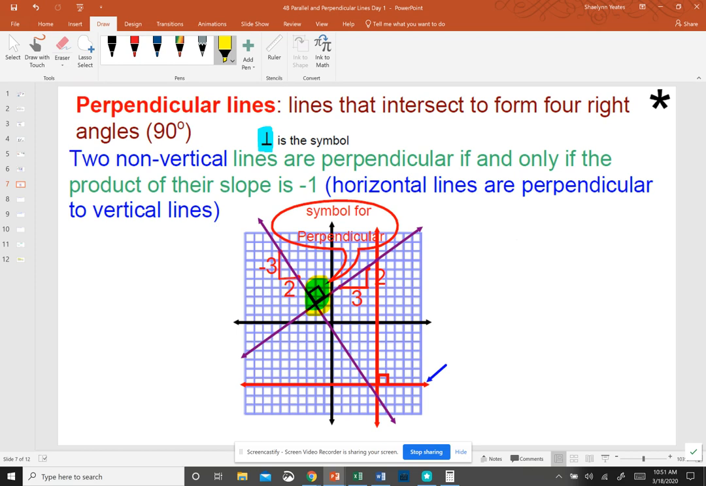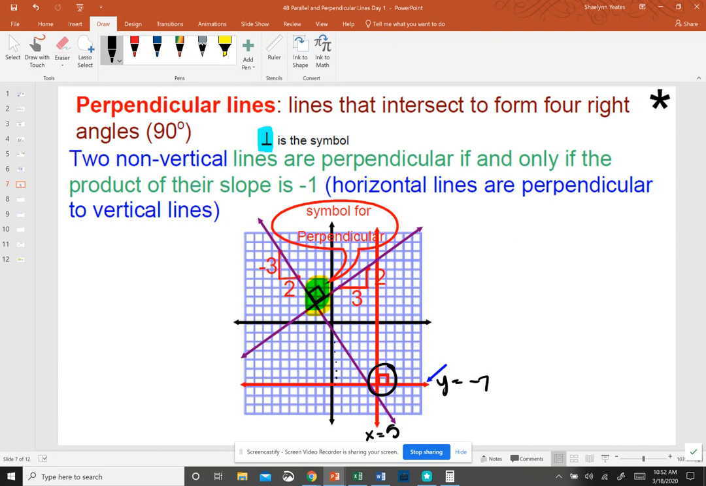So it's two non-vertical lines are perpendicular if and only if their product of slopes is -1. In other words, vertical and horizontal lines are perpendicular, always. So this would be the equivalent of x equals 1, 2, 3, 4, 5. And this is y equals -1, 2, 3, 4, 5, 6, 7. These two lines are perpendicular to each other because they meet at a right angle.